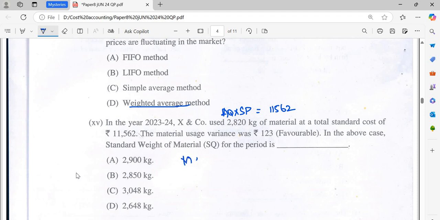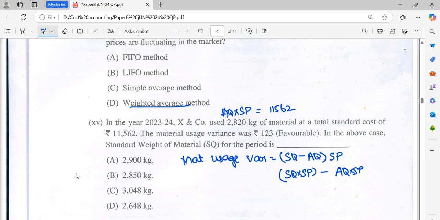So first write the material usage variance formula. There is no need to get confused among the formulas, because if the variance is related to usage, the difference will be in usage only. That is standard quantity minus actual quantity into standard price. So standard quantity into standard price minus actual quantity into standard price, 11,562, is equal to favorable 123.